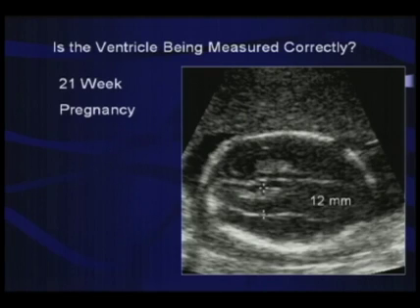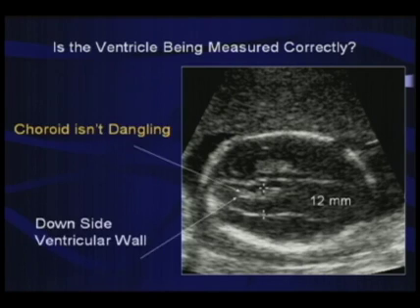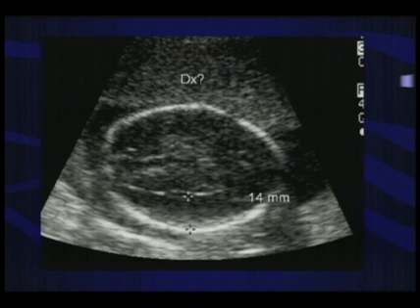All right, somebody's measuring the ventricles in this case. Take a look at that 12 millimeter ventricle. Stop for a moment. This is a 20-week fetus. Is this in fact being measured correctly? Look closely, because you see that choroid plexus. It isn't dangling, is it? So in fact, they're measuring almost the entire cerebral cortex, and if you remeasured it, there's something extra-axial that's pushing the brain to the side.